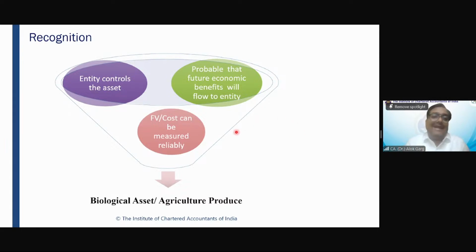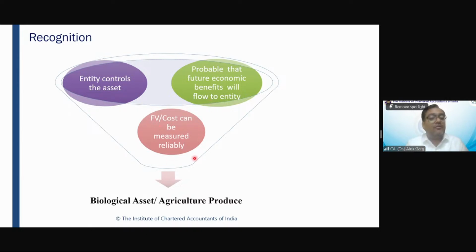Okay. So let's say the company has purchased a lion. This is a circus company, and this is a tame and trained lion. Will this lion give future economic benefit to the company? This is not a wild lion. This is a tame and trained lion, and this is a circus company. Yes, it will give the future economic benefit.